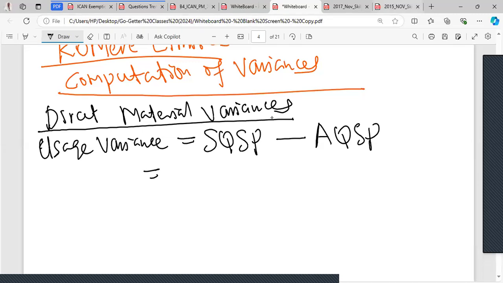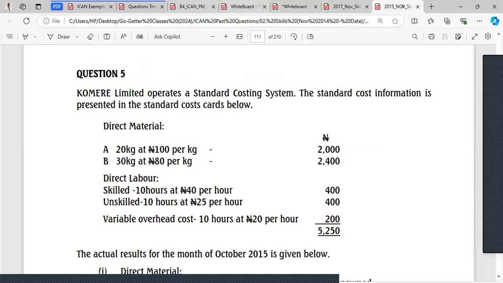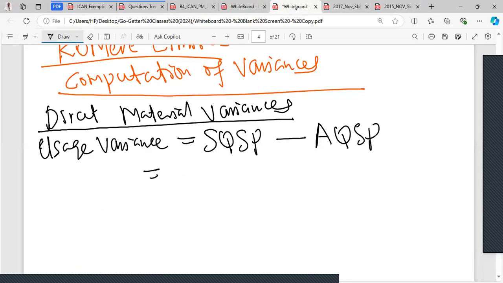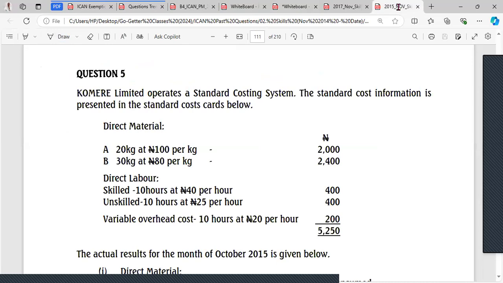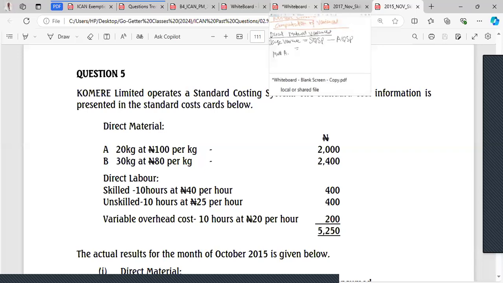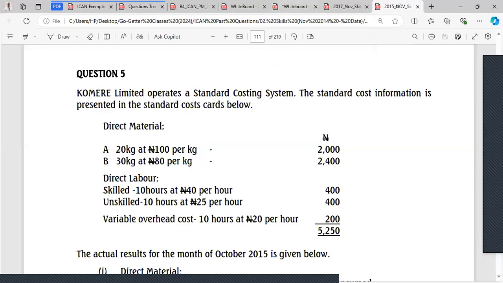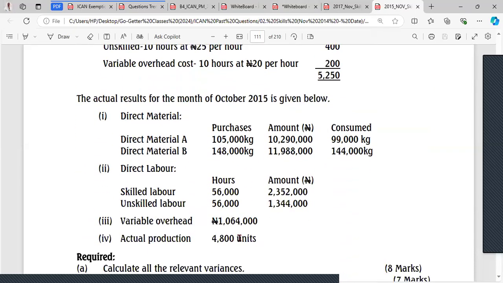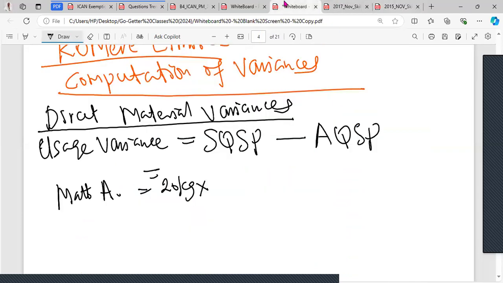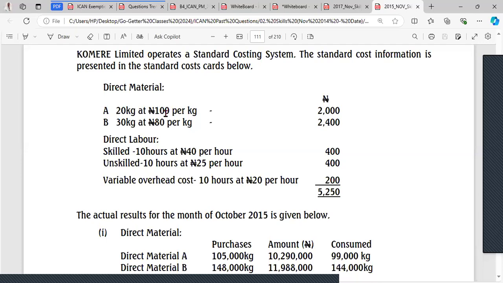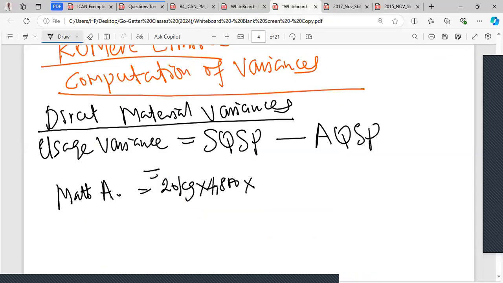What is the standard quantity for direct material A? So you come here, material A. Standard quantity is 20 kilogram. How many units were produced? 4,800 units were produced. What is the standard price for 1 kg? Standard price for 1 kg here is 100 naira.